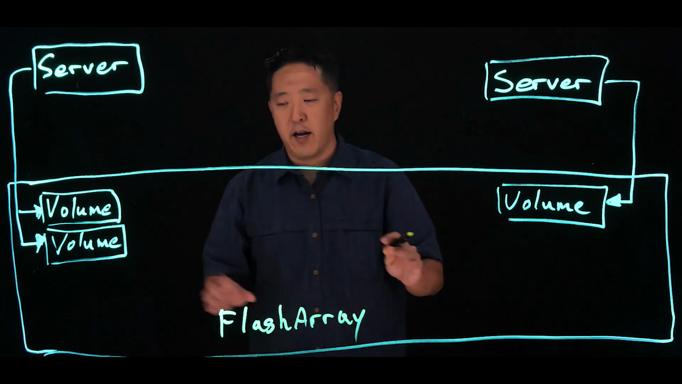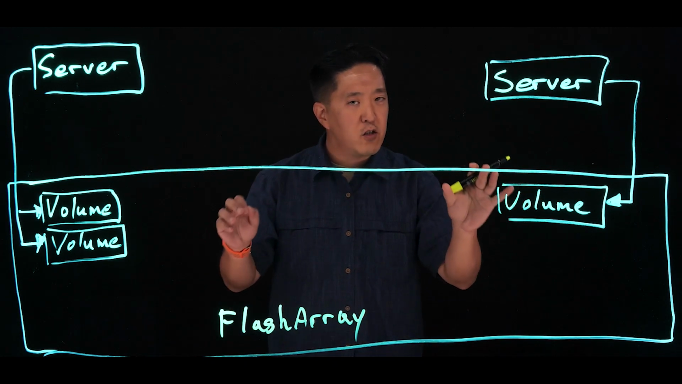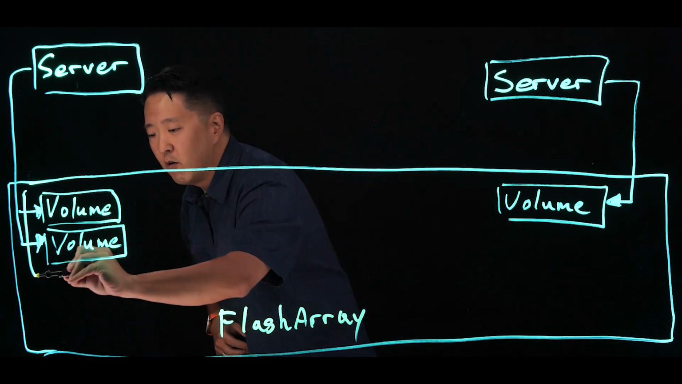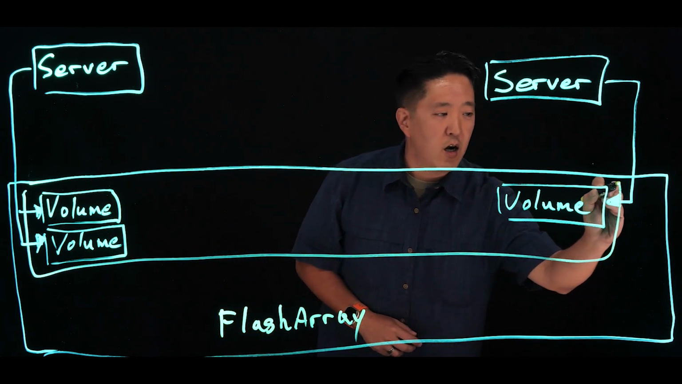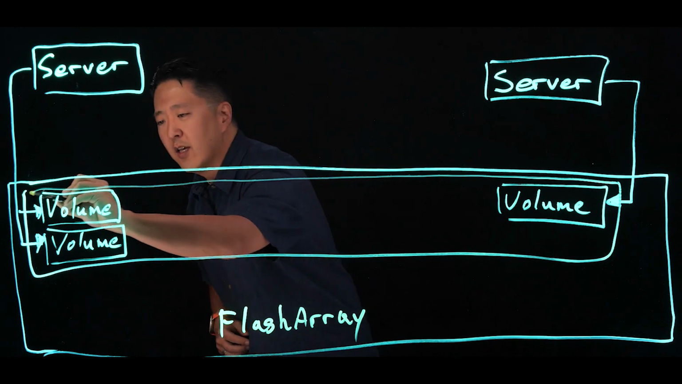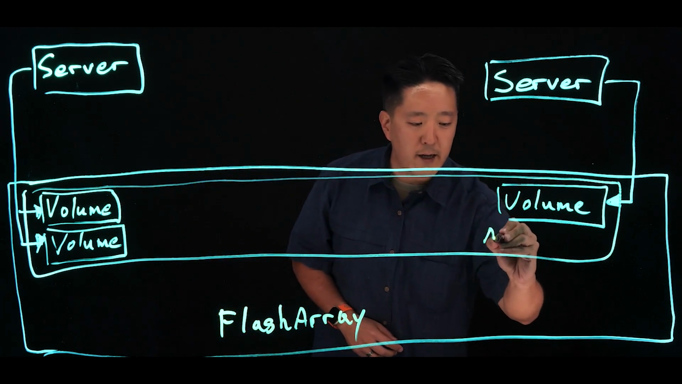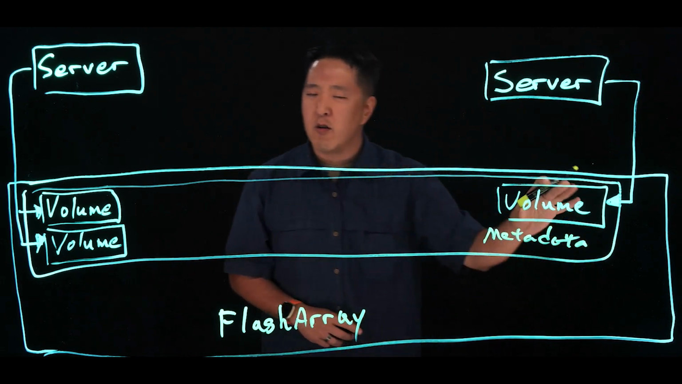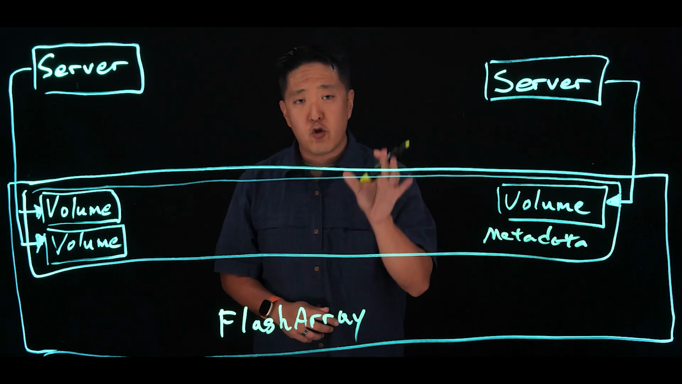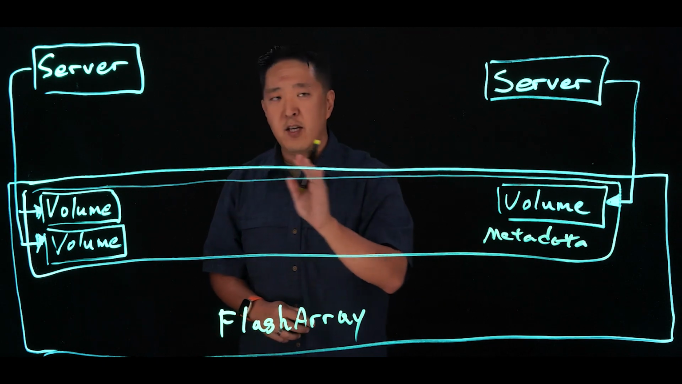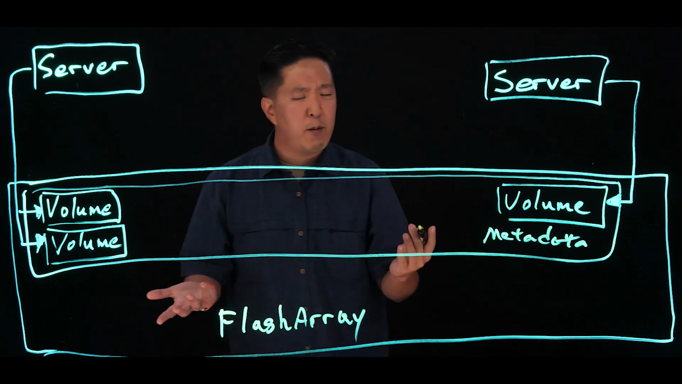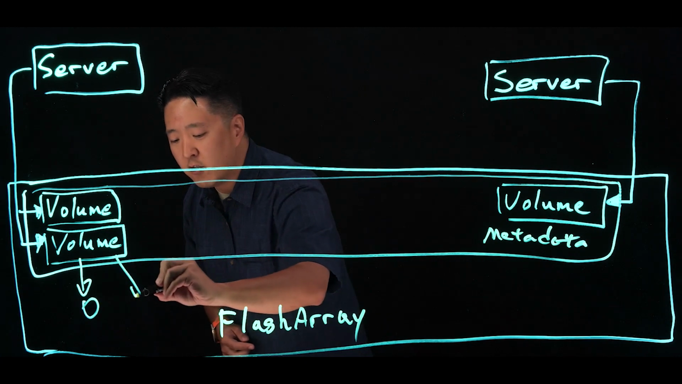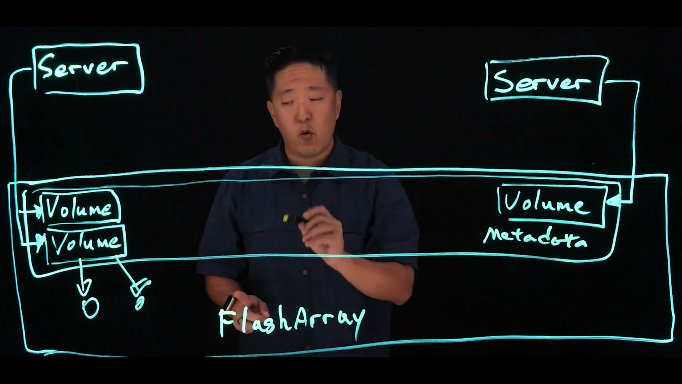On FlashArray, our volumes are not physical constructs. They are not physical allocations of disk. Rather, these volumes are really just logical definitions that exist in something called metadata. And that metadata is really just a little corner of the FlashArray, and what is stored inside the metadata is the definition of these volumes. What do I mean by a definition? Well, a volume is just, again, a logical construct that's really just a bunch of pointers.